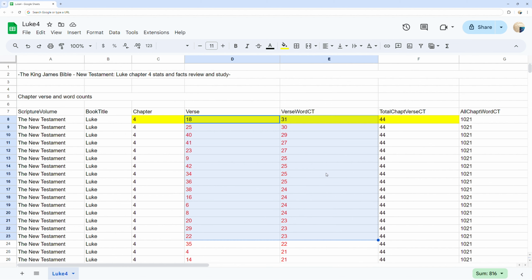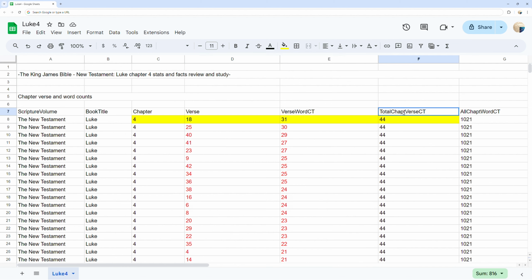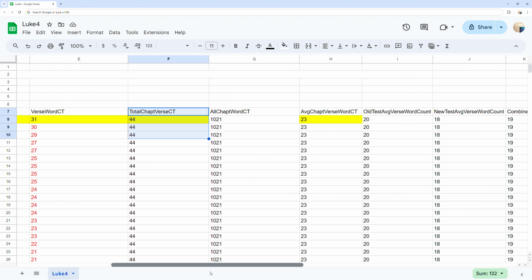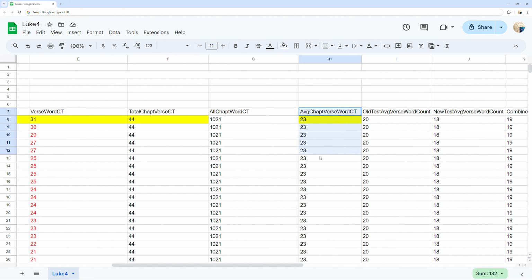You can see the Luke chapter 4 verse total count at 44 verses, the average word count of all Luke chapter 4 verses at 23 words per verse, as well as the average verse word counts for both the complete Old Testament, New Testament, and both combined to get a comparison of Luke chapter 4 word per verse count comparisons.